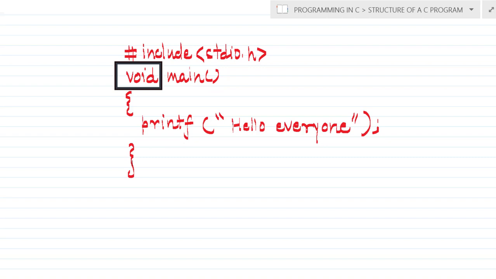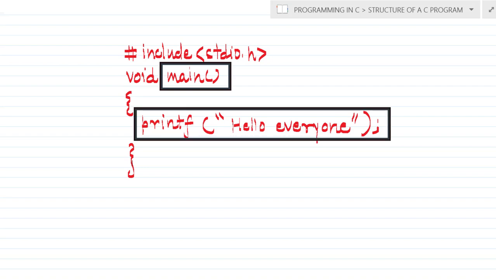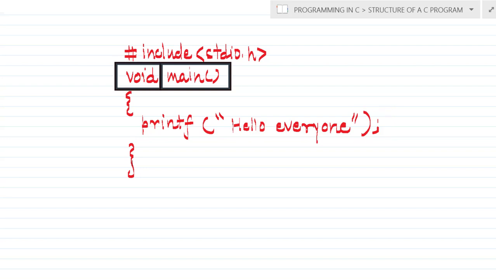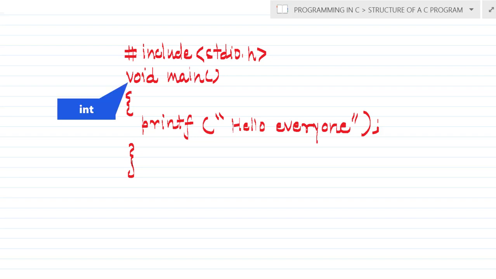Void here is the return type. Now after completing a task, a function may or may not return a value. In our case, the function main here is just printing something, and it is not calculating or returning any value. That is why we have used void as a return type just before the name of the function. If we had a function, let's say for calculating the sum of the two numbers, then we would use int as the return type instead of using void, because the sum in that case would be an integer value.